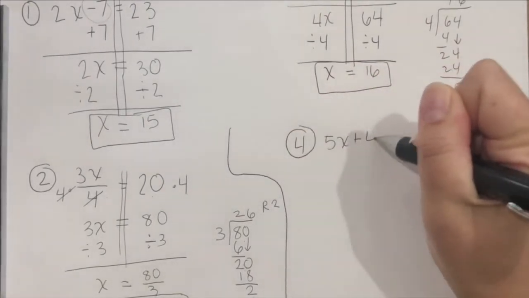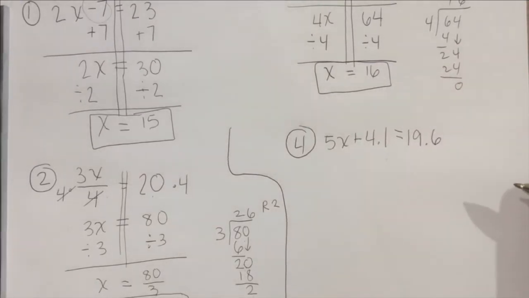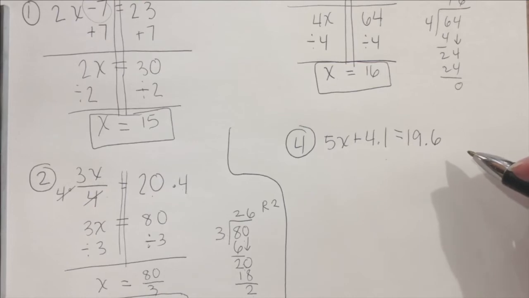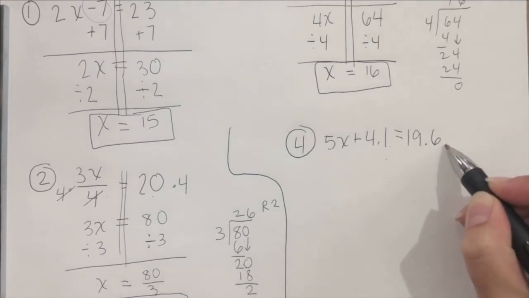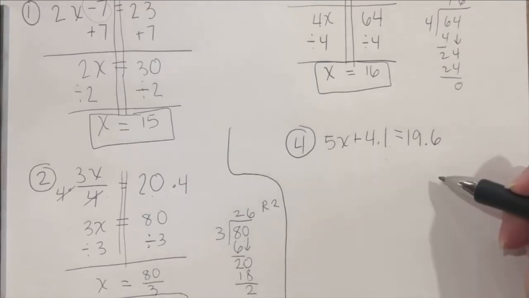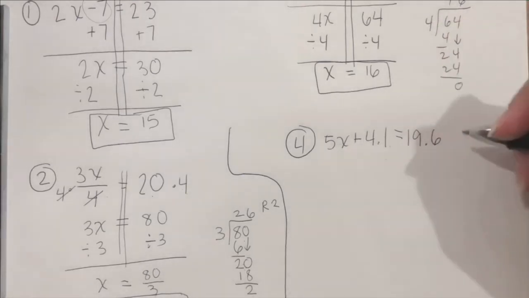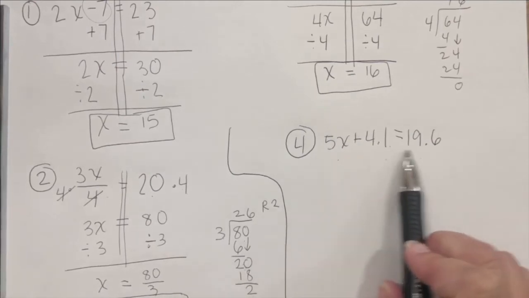5x plus 4.1 equals 19.6. Now, there's a really easy way to not have to deal with the decimals. I mean, you could always deal with the decimals, but I like to get rid of them. So watch this. This is a really great trick. There's only one decimal place here and one decimal place here. Remember, this is the tenths place. So if we want to get rid of one decimal place, remember we can multiply by 10. So we can multiply every term by 10 and it doesn't change the value.